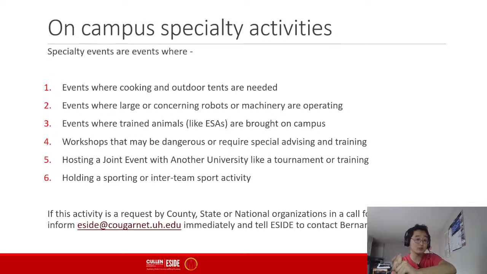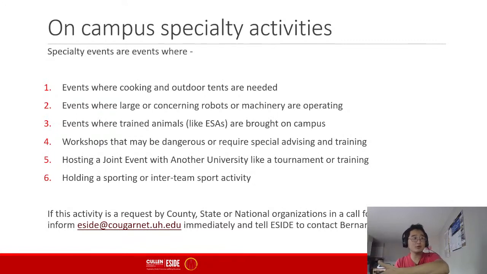2, if the event is large or concerns robots or machinery being operated; 3, if you have an event where you're bringing a trained animal, like an emotional support animal, to campus; 4, if you're having a workshop that requires special advising or training; 5, if you're holding a joint event with another university, like hosting a tournament at UH or training with them at another institution; or if you're holding a sporting team or inter-sporting activity.